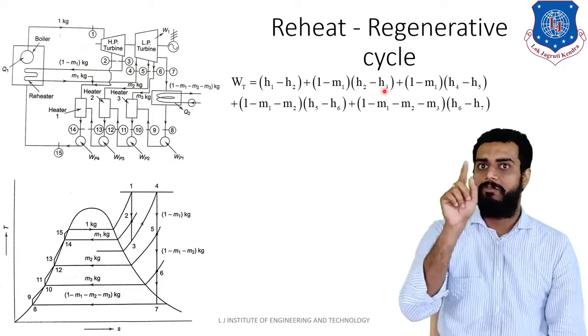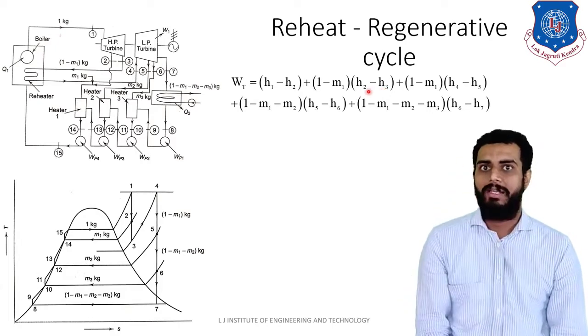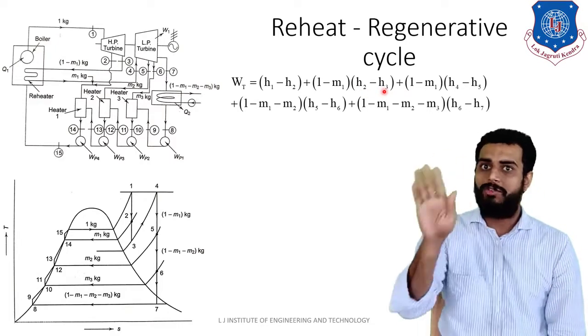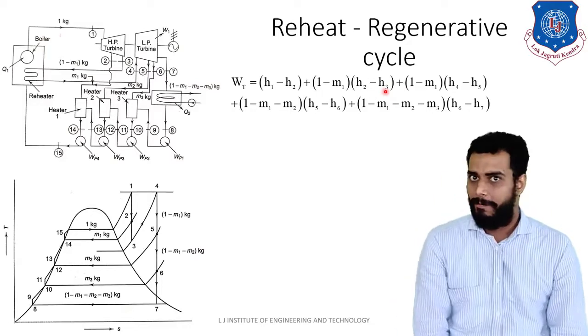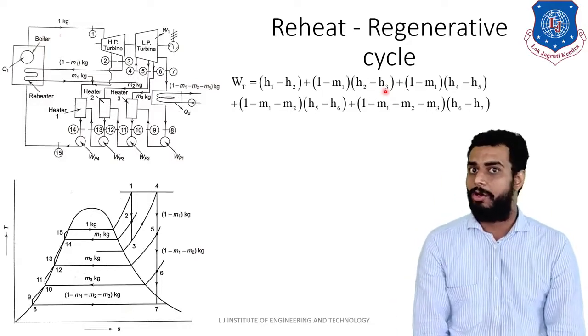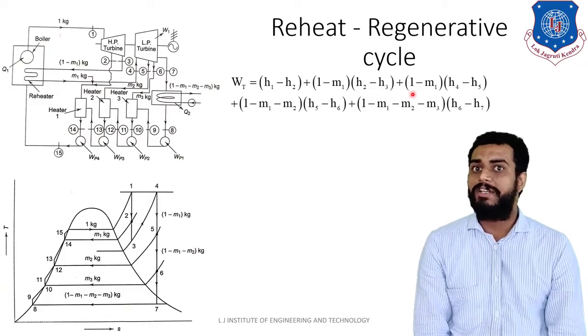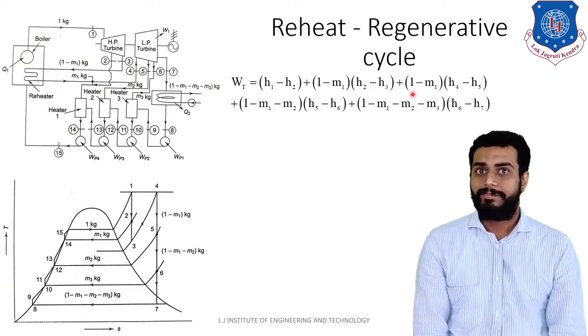So that is our second term, (1 minus m1)(h2 minus h3), plus... so that is all about the high pressure turbine. Clear? Now we will write down the equation for the low pressure turbine. So now for the low pressure turbine, what will happen?